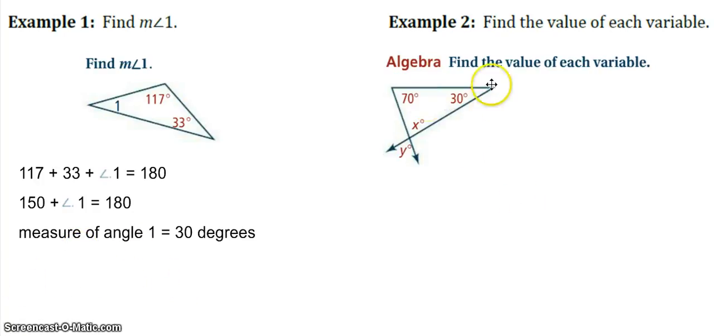Likewise over here we can do the same thing, but hopefully for you it's easy to see that I have an angle of 70 and an angle of 30, so if I were to sum those together that would give me 100 degrees, which leaves my third angle x here having to equal a measure of 80 degrees. Because x and y share a vertical relationship, y would also be 80 degrees.